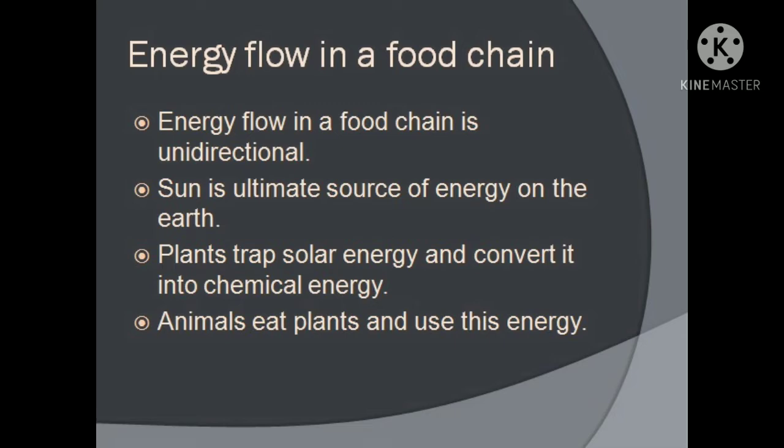In this way, energy transfers from the sun to the producer, meaning plants, and then from plants this energy transfers to the animals, and this energy does not revert or go back, meaning plants do not eat the animals or the sun does not capture energy from the plants. So energy flow in a food chain is unidirectional. It flows from the sun to the producer, then from producer to consumer.